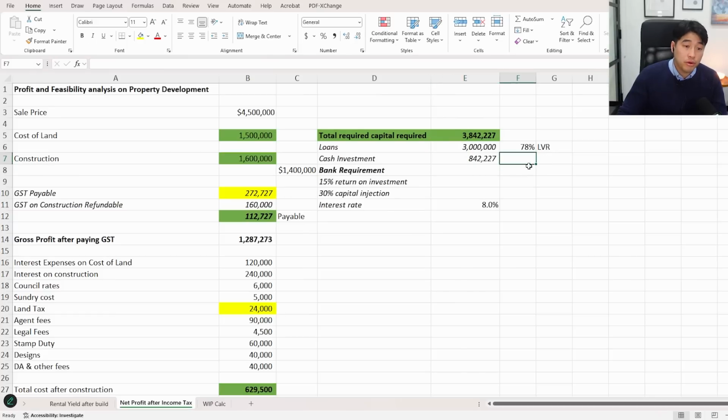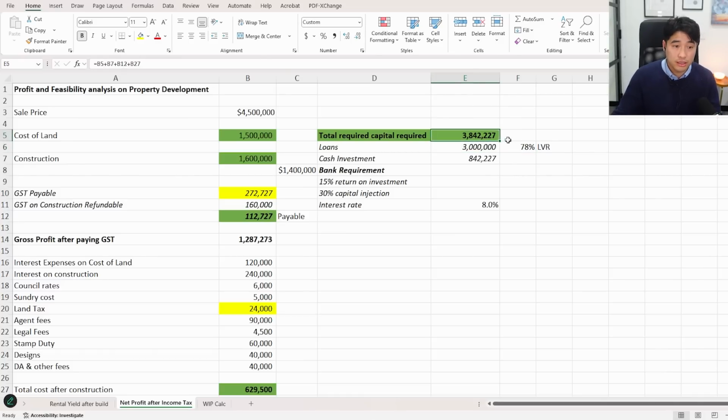when you go to the bank to borrow money for construction and to buy the cost of land, you need to put down a deposit. The bank will never lend you 100% of the deal, because then they're taking on the risk if it goes under. So what they want to do is lend you anywhere between 60 to 80%. And in this case here, they're lending 80%.